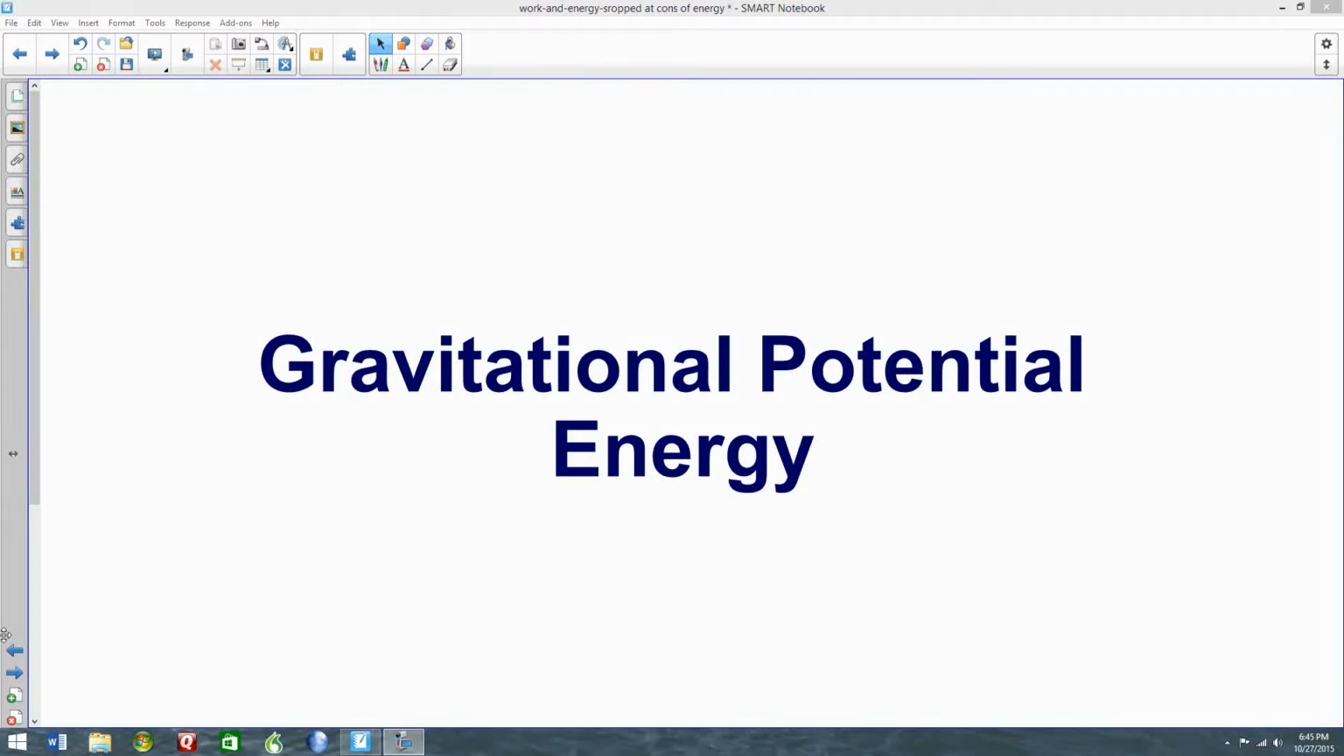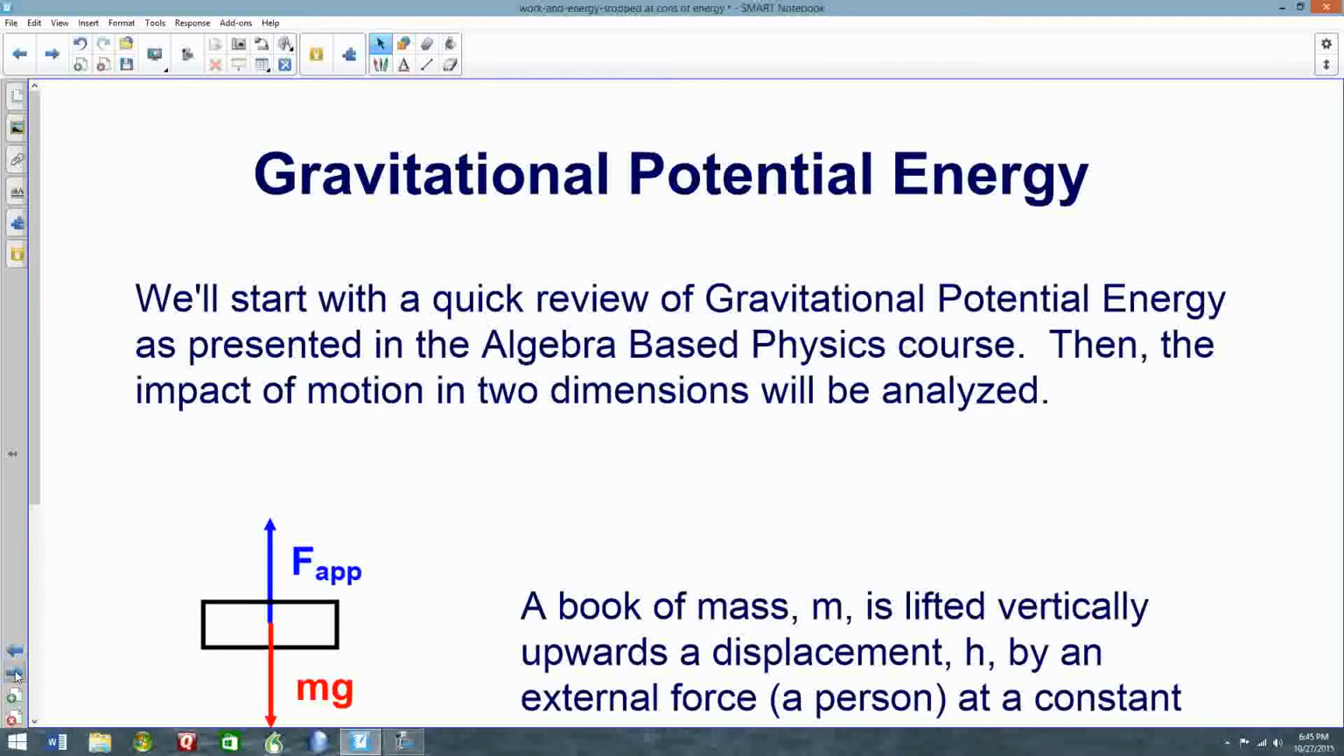Let's talk about gravitational potential energy. We've already mentioned gravitational potential energy and kinetic energy in the last example in the last lecture. So let's get into a little bit more detail about what this actually means. We'll start with a quick review of gravitational potential energy from an algebra-based physics course.